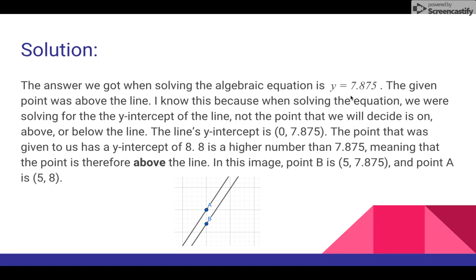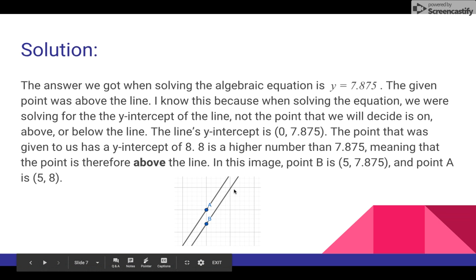It's probably confusing or hard to understand, but here it is shown. This is 7.875, and this is 8. They're both at an x of 5, but they have different y-values to show which one is above. So this is what we were finding during the equation. This is the line. The (5, 8) is what we're trying to find, whether it's above, below, or on this line.